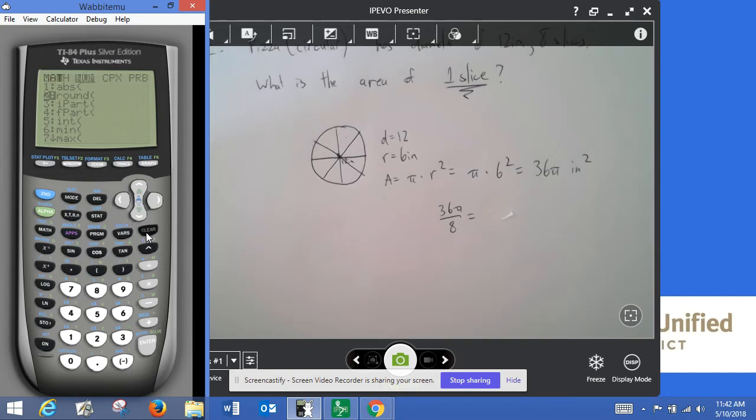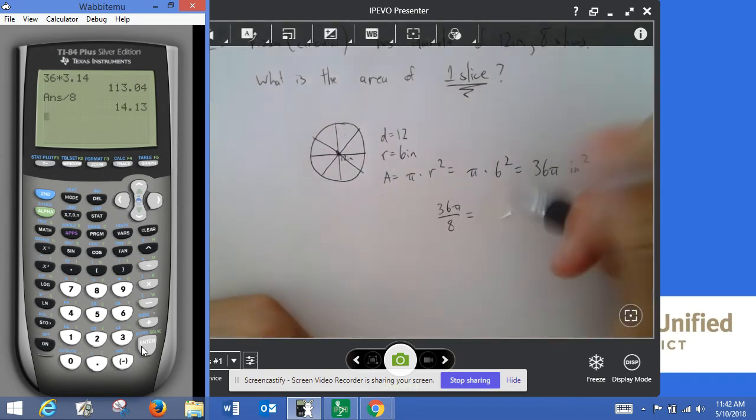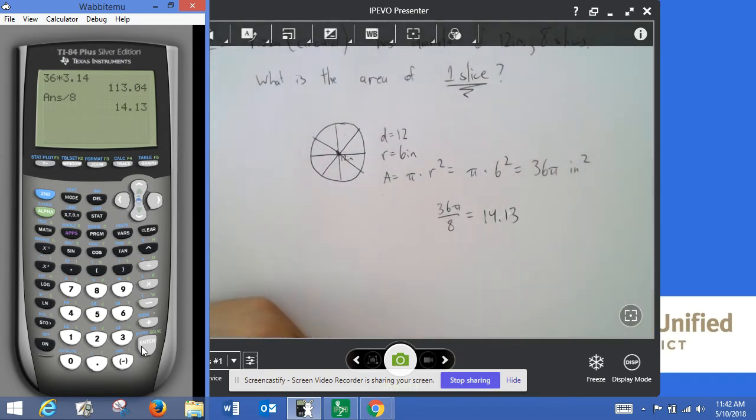Okay, it's not here, so let me clear out of here. Shoot, where's pi? It'd be times 3.14 roughly. It's 113, and I divide that by 8. So I can do it this way. That would give me about 14.3 inches squared for one slice.